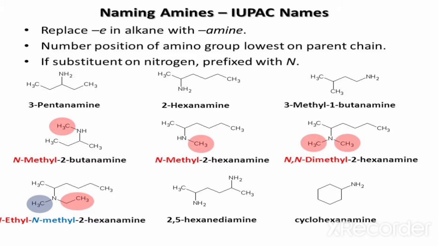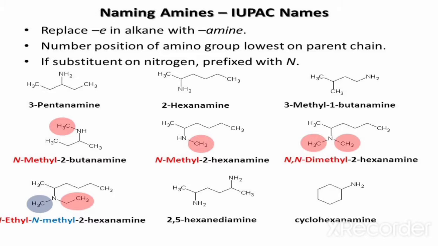And the other example contains an amine group with two different substituents on the N group, so we will name them alphabetically as N-ethyl, because in the alphabetic order E in ethyl comes before M in methyl, so we will name it N-ethyl-N-methyl-2-hexaneamine. So the other example is where there are two amine groups present on the chain, so we will have to give them the lowest numbers.